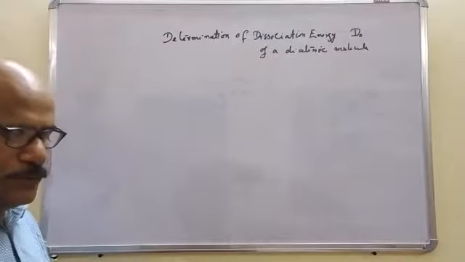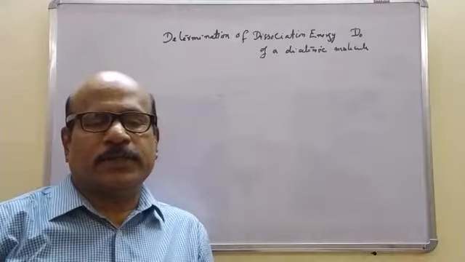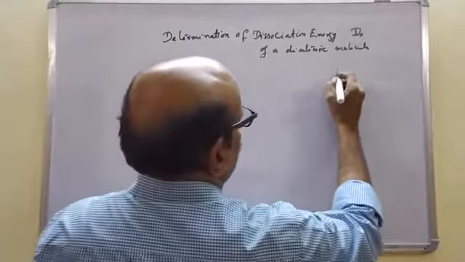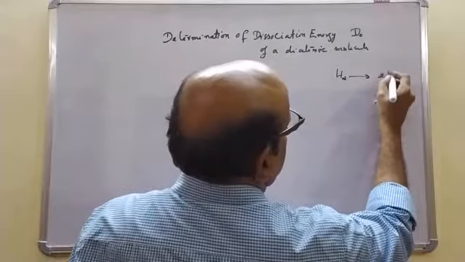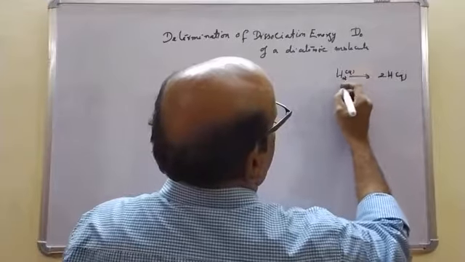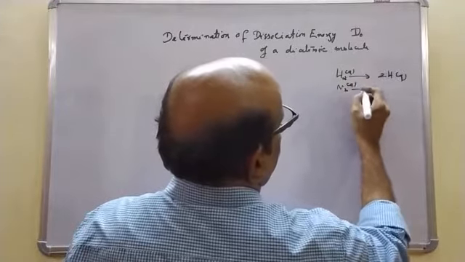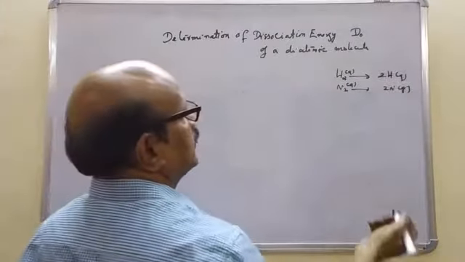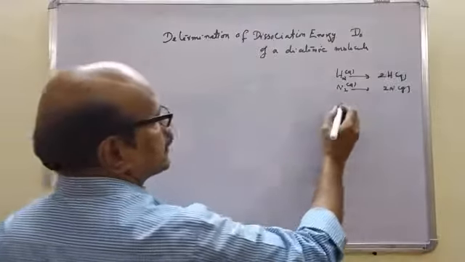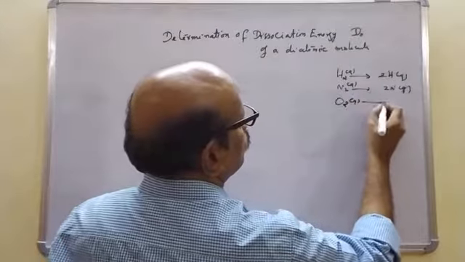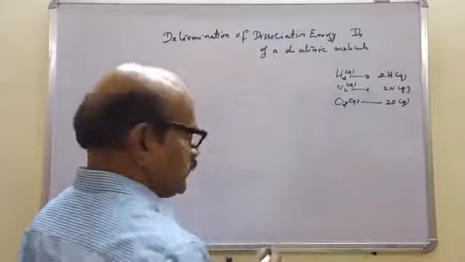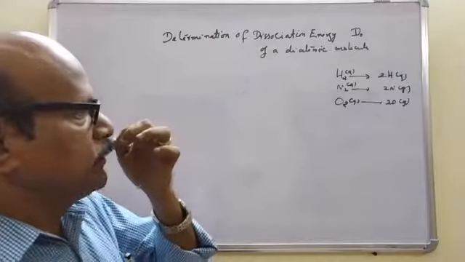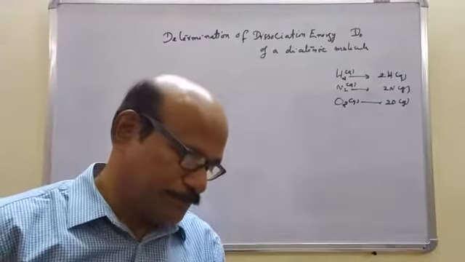Using electronic spectra we can find the dissociation energy of a diatomic molecular system, like H2 giving 2H gas, or N2 gas giving 2N gas, or O2 gas giving 2O gas. So we can find the dissociation energy D0 of such molecular systems. Electronic spectroscopy is very helpful in determining the dissociation energy of such a system.